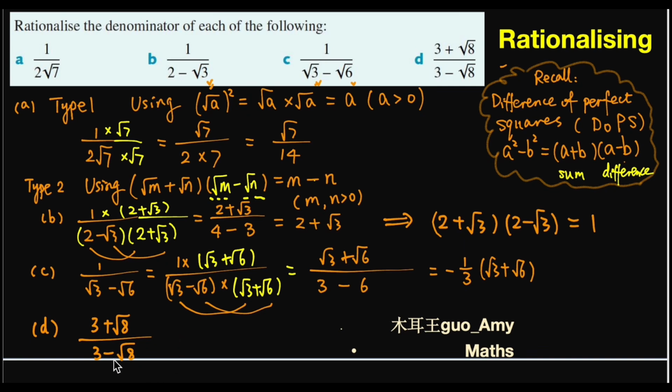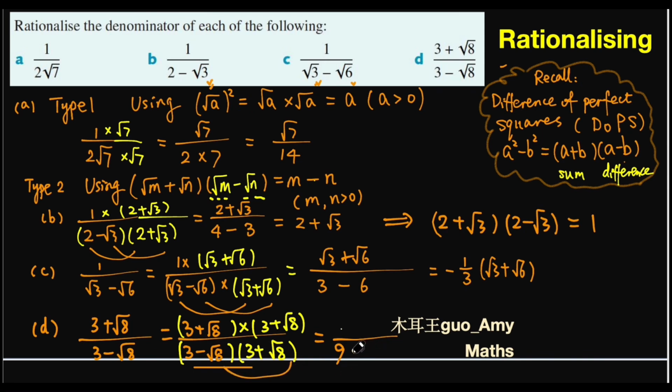For part D, it has the denominator 3 minus root 8, and we have root 8 as a surd. So it is the difference of 3 and root 8. Now we are going to multiply numerator and denominator by the sum. Therefore, we will have 3 plus root 8, and same for the numerator, 3 plus root 8. And then the denominator will become 3 times 3, which is 9, and root 8 times root 8, which is 8, so 9 minus 8.